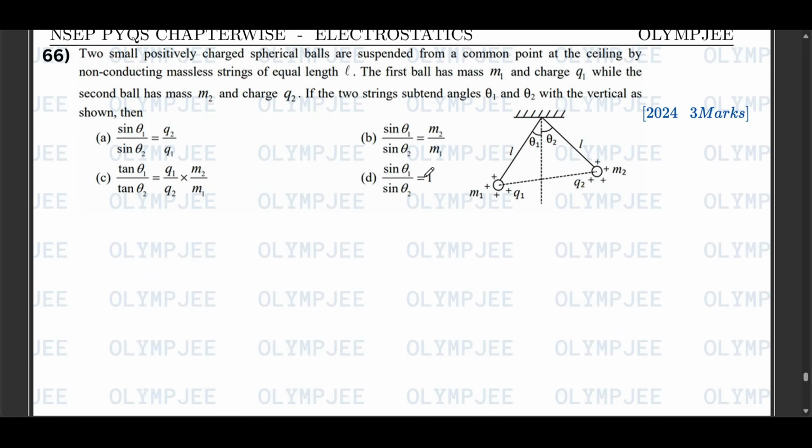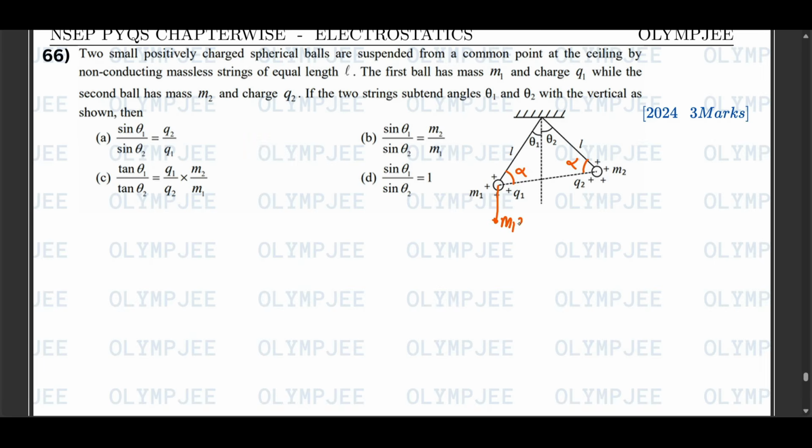Moving on to question 66, it says two small positively charged spherical balls are suspended from a common point at the ceiling by non-conducting massless strings of equal length L. The first ball has mass m1 charge q1 and second ball has m2 q2. So if the balls are subtending theta 1 theta 2 with vertical, so if this is theta 1 this is theta 2 and this is isosceles triangle, because this is L, this is L, so this will be, I'm assuming, alpha. So this is also alpha, right?